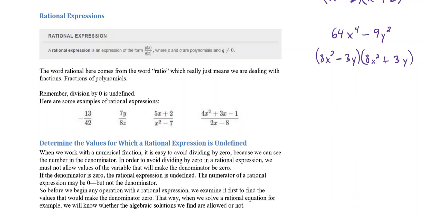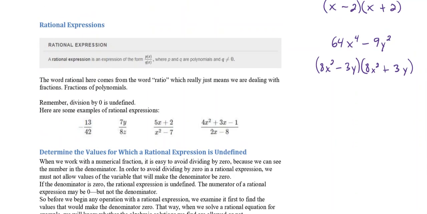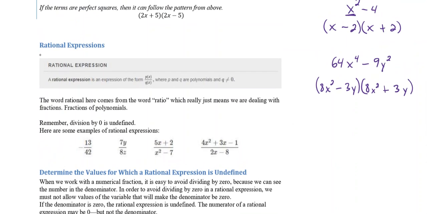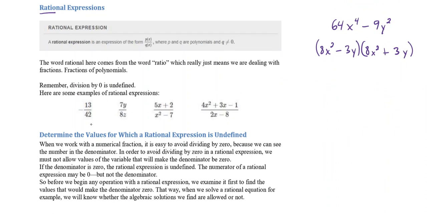Rational expressions. It doesn't have anything to do with it being rational, like the word rational as we use it in everyday life. Rational actually has more to do with the word ratio. A ratio means something over something. It really means fractions, right? We're going to have these polynomials that are set up as something over something. That's what a rational expression is. Okay, so these are all examples of rational expressions, right?